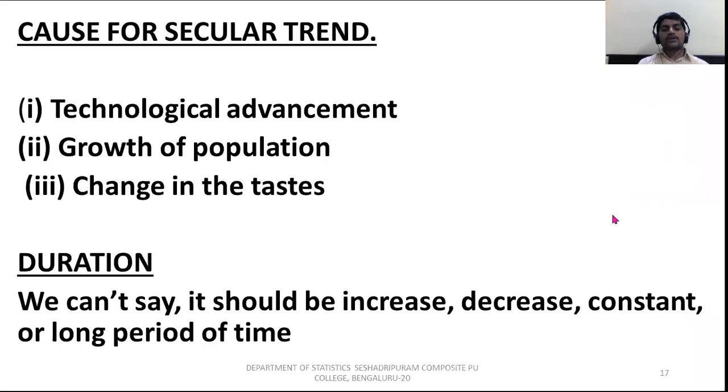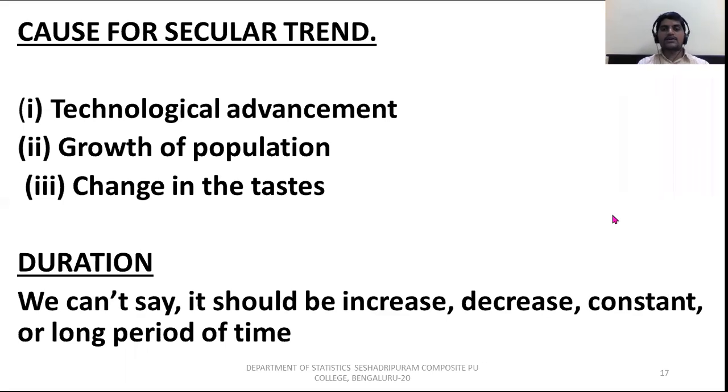First, what are the causes of secular trend? Important: technological advancement is very important. Nowadays, corona is happening, so we are unable to take physical classes in the classroom. Because of that, we are using a technologically wonderful app, the Zoom app. We are teaching you because you are missing so much about college. So we are using online, virtual classes. That's the best example for secular trend.